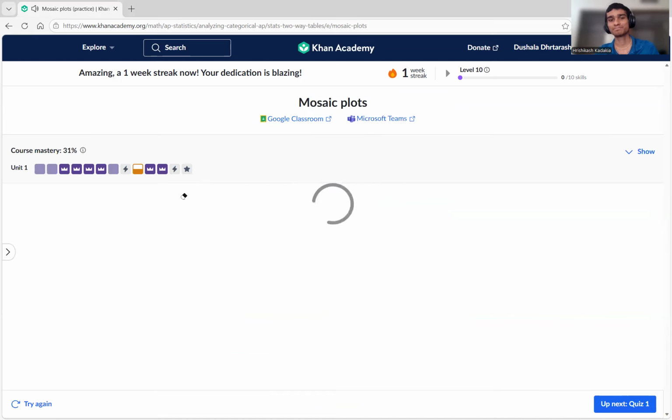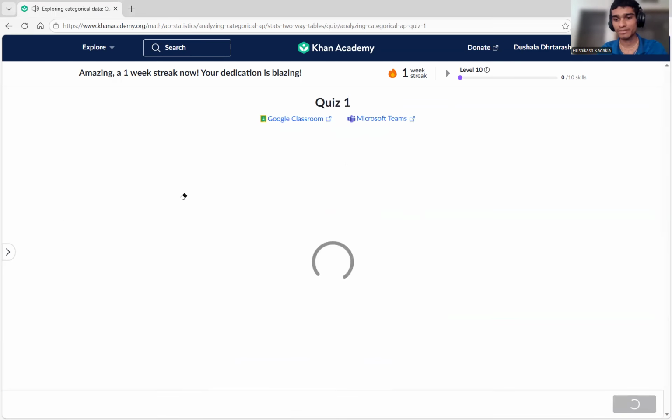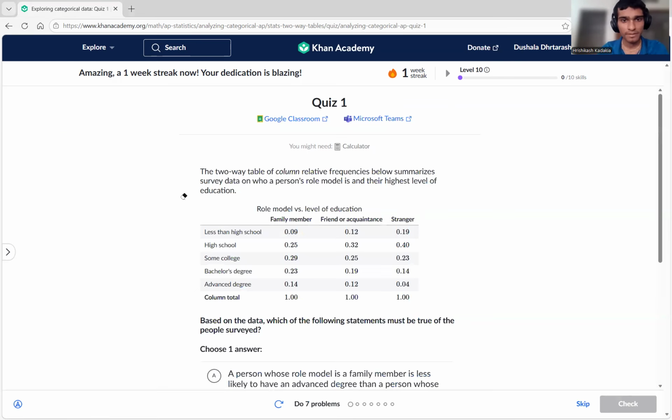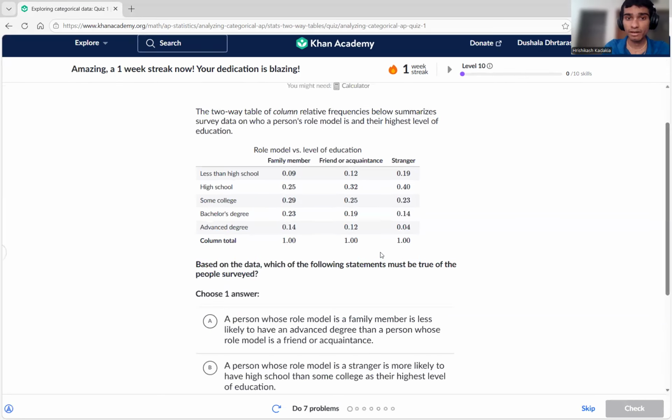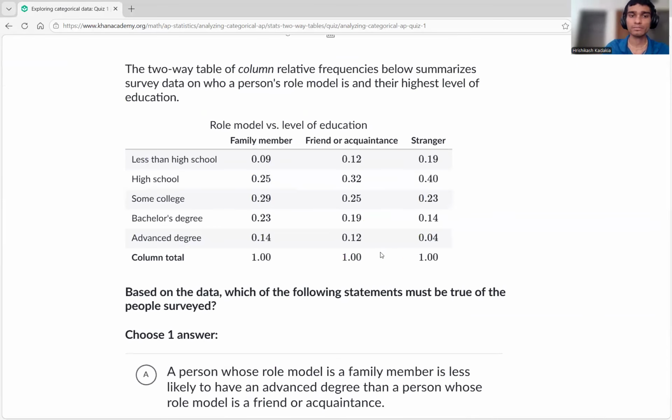There we go. Great, awesome. We didn't do mosaic plots. Let's do quiz one. Two-way table of column relative frequencies. Remember, column relative means we have to make the assumption based on the column. So given that a person has a family member as a role model, 25% are high school graduates or something. We have to make our assumption based on the column.